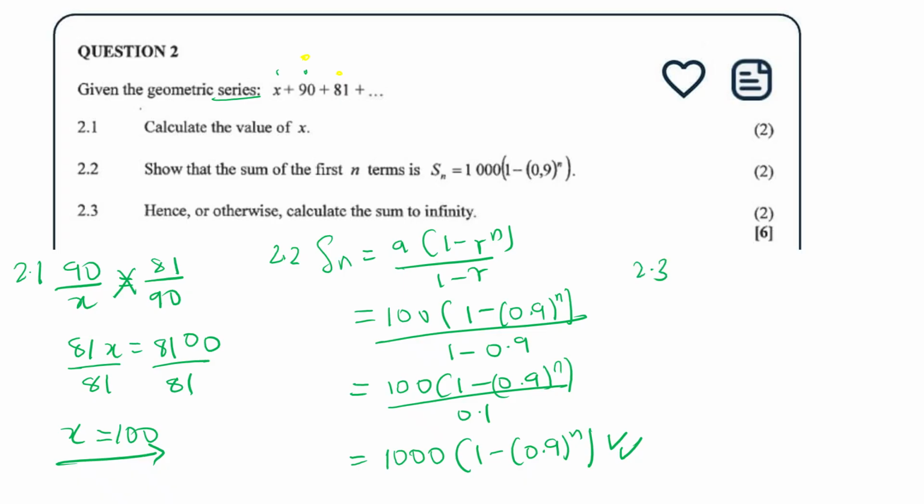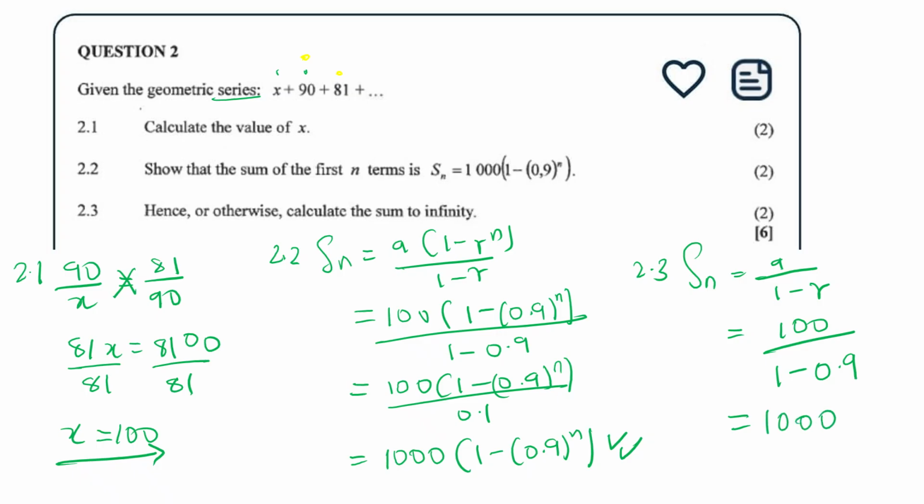Now 2.3. Hence or otherwise, calculate the sum to infinity. You know that the sum to infinity is S infinity equal to a over 1 minus r. Therefore now we have a as 100. Therefore now 1 minus r, where r is 0.9, or one can say 9 over 10, right? 9 over 10 and 0.9 are the same thing. 0.9 is equal to what?